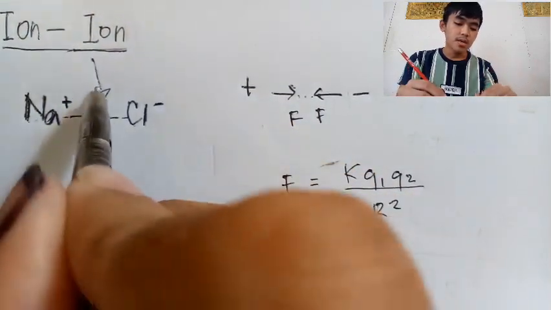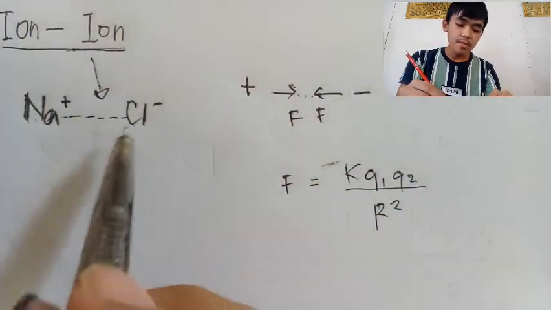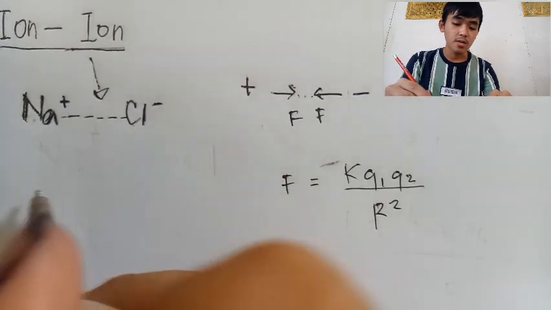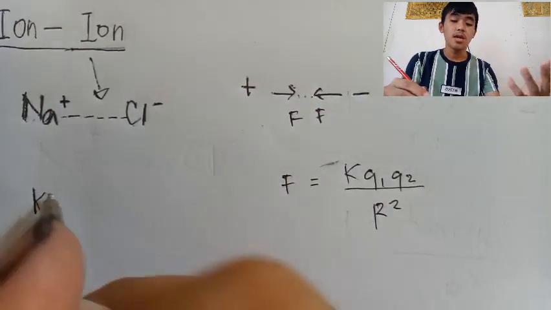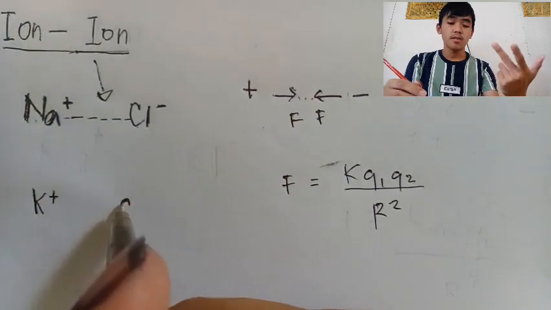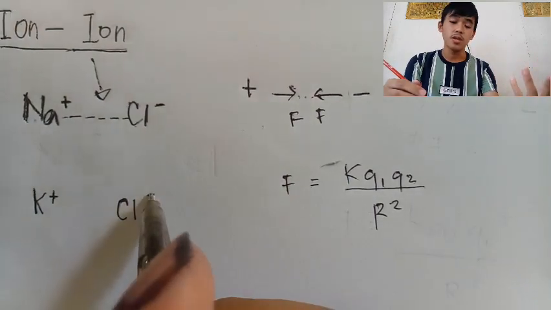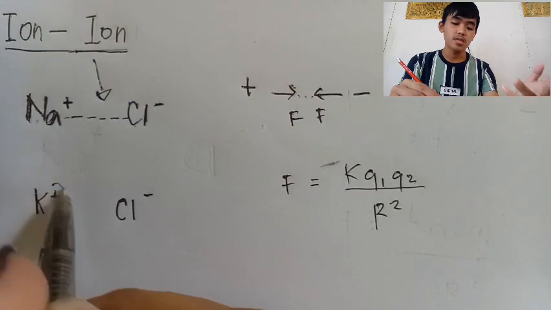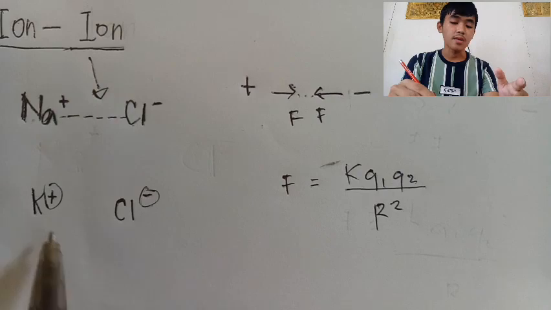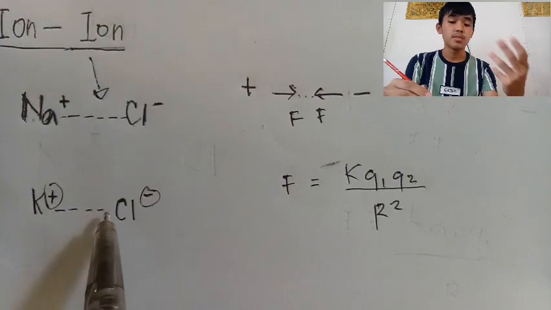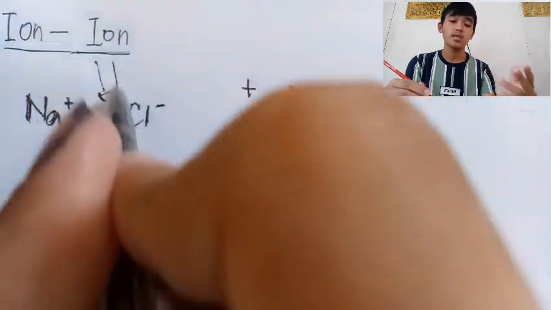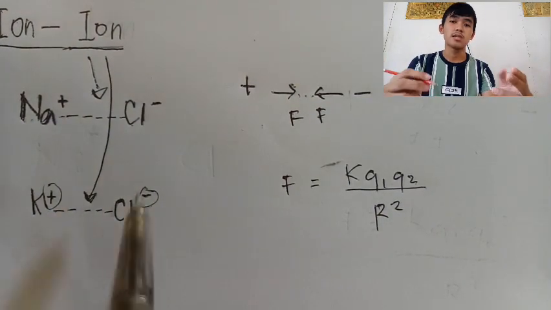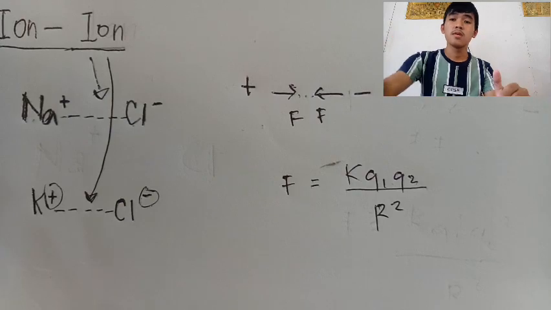So let's consider some example like the potassium that carries a positive charge and the chlorine again that carries the negative charge. Again, these two have the opposite charges, so they pull, they attract each other. So we have the ion-ion interaction between these two ions. So that is what an ion-ion interaction is. It is an interaction between two ions.